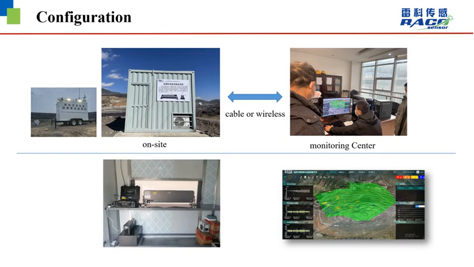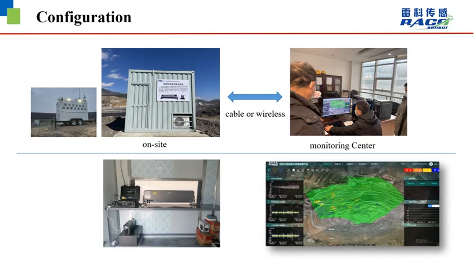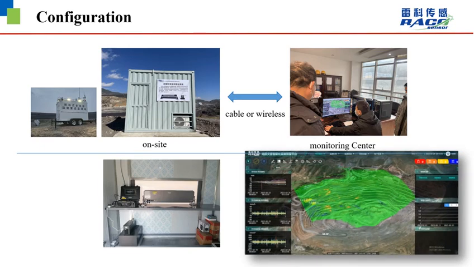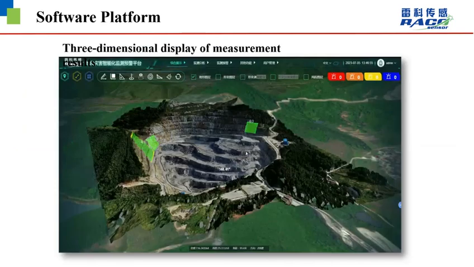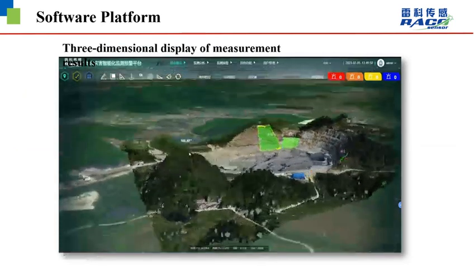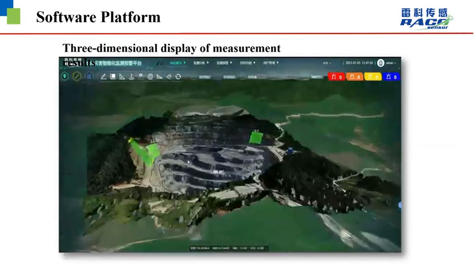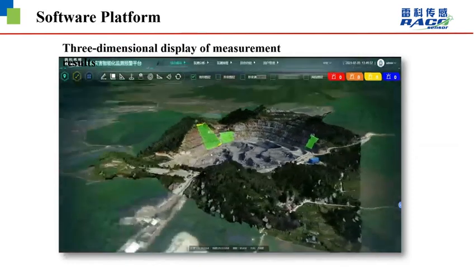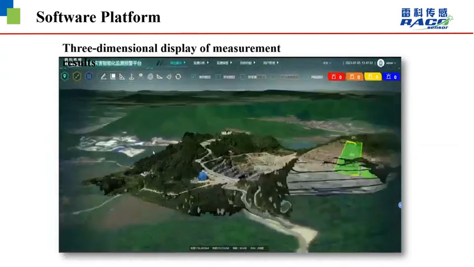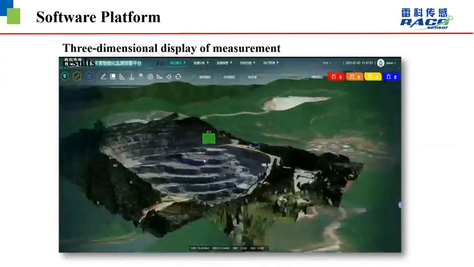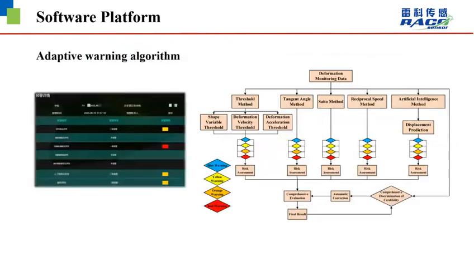So, what function does the monitoring software platform have? It has two major functions. First, as we said before, it can display the deformation results in 3 dimensions. It's good for us to discover the deformation area more intuitively. The second one is the early warning algorithm.